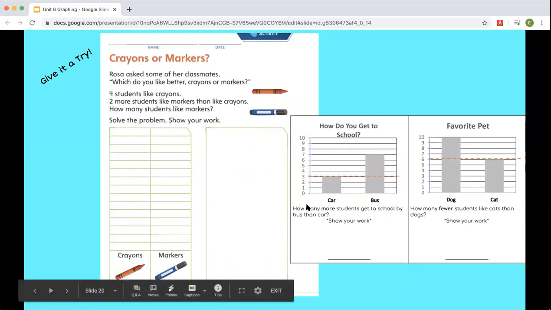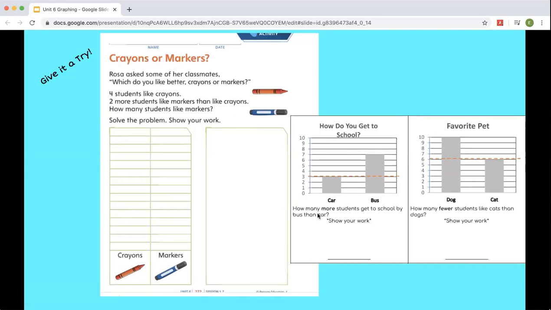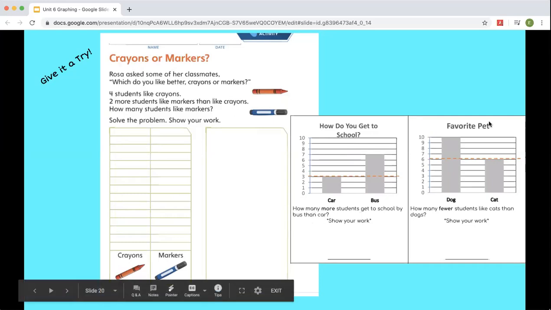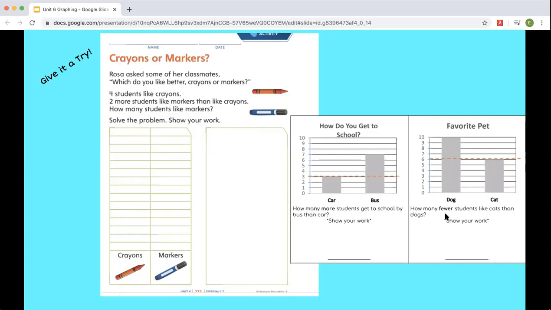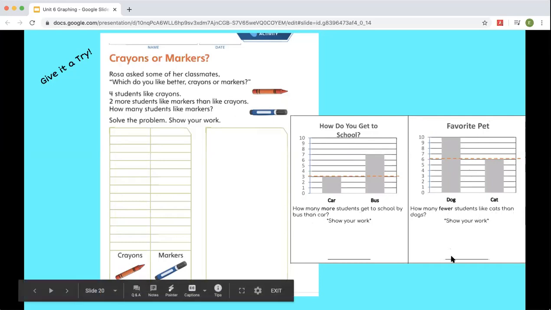2 questions. This bar graph is titled, How do you get to school? The question is, how many more students get to school by bus than car? The second bar graph is titled, Favorite Pet. How many fewer students like cats than dogs?